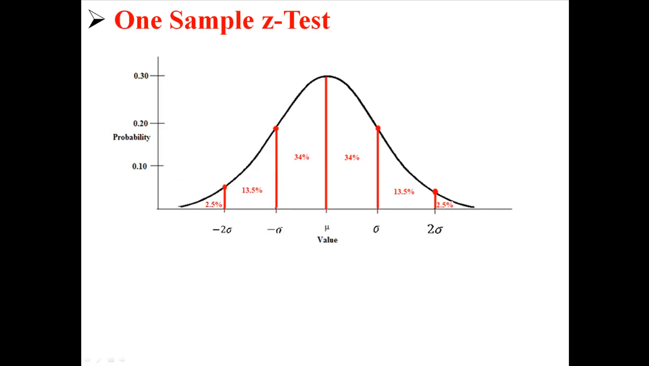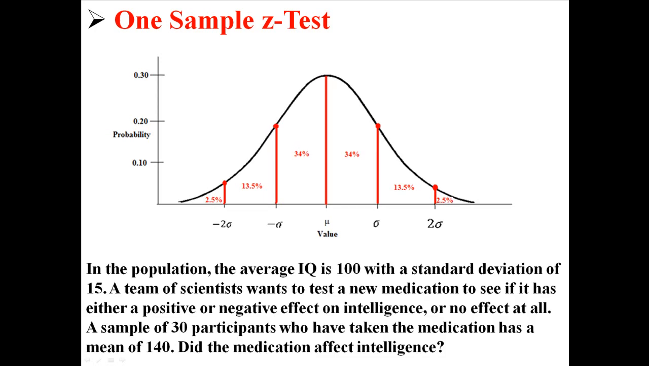Now I'm going to talk about one of the most basic tests of inferential statistics, which is the one-sample z-test. Remember that the empirical rule tells us what proportions or probabilities are associated with different areas of the normal curve. Basically, we know that 68% of scores will fall within one standard deviation, and 95% of scores will fall within two standard deviations, and so on. So, using this information, we can answer different kinds of questions, and here's one example.